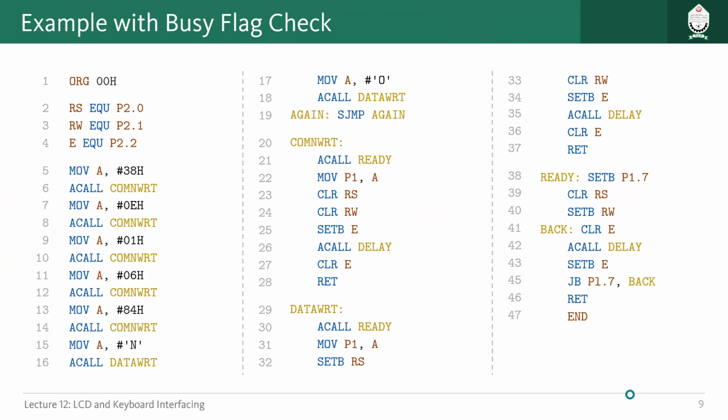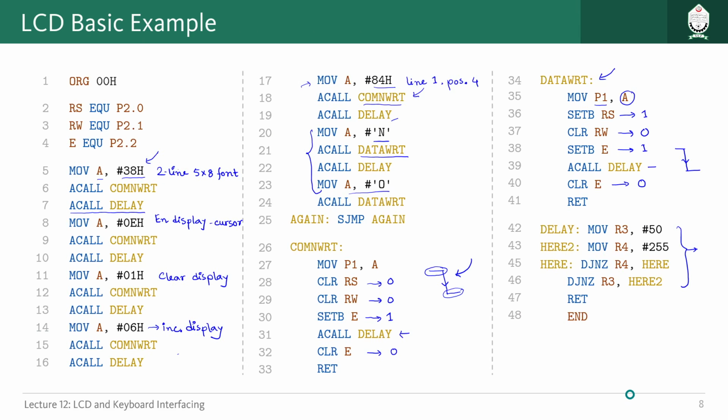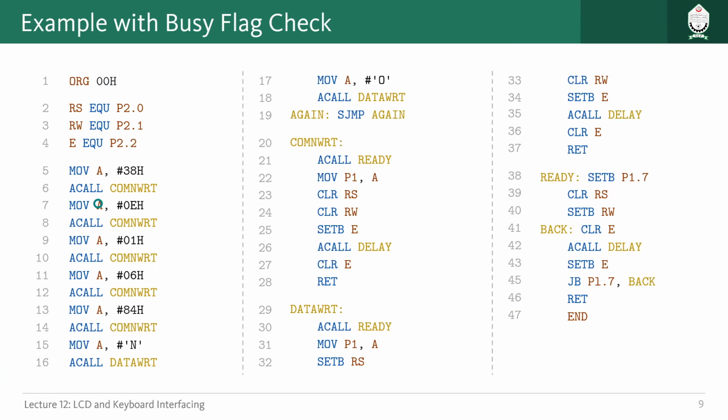Okay, so let us look at the next example. In this example, we have just improved upon the previous code by checking the busy flag. In the previous example, we didn't have that kind of facility. We just waited for some time after sending each command or data. But a better way, a more efficient way, is to check the busy flag and then send the next data, right?